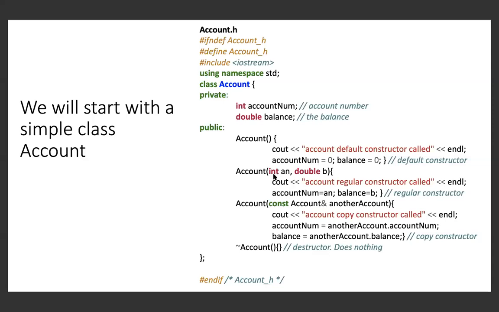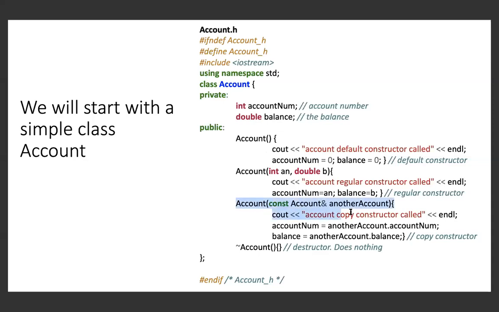In this case, we're passing an integer and a double. You can have another regular constructor in which you're passing only an integer to initialize the account number, and the balance you will initialize to 0 by default. Or you can have a regular constructor that only takes the double, the balance, but the account number is automatically generated, for example, which you will do inside the constructor, of course. So now we will see how it works.